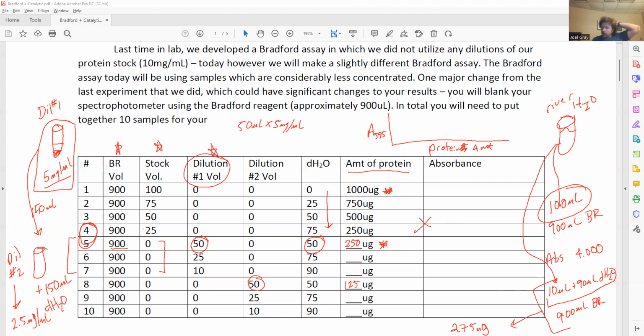And then you'd be able to say, well, I know the concentration of this because I know that all of my protein was from this 10 microliters. So I'm going to say 275 divided by 10 microliters. And that's where you end up with your amount, or your concentration, of that protein sample.